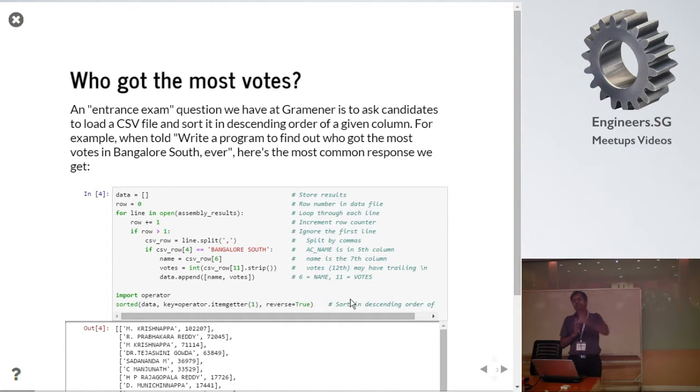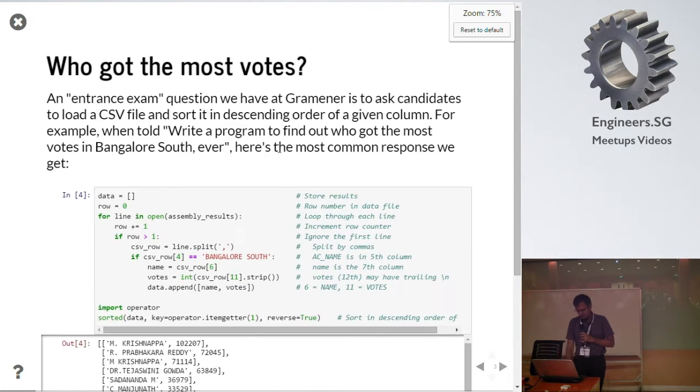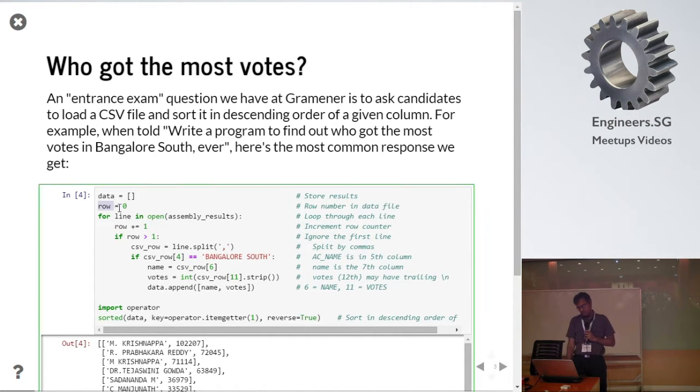In fact, I've literally taken lines of code from the most common solutions and put it in here. So the solution goes roughly like this. Is this visible from the back? Let me know if you need me to make it bigger. So you start with an empty array and initialize the row count to 0. You loop through each of the lines in the file, increment the row count.